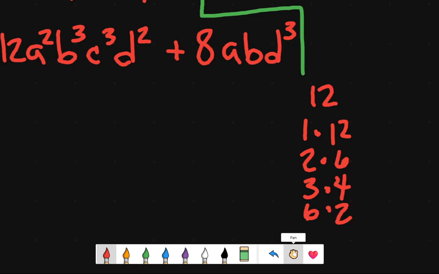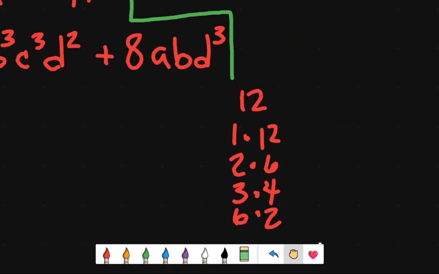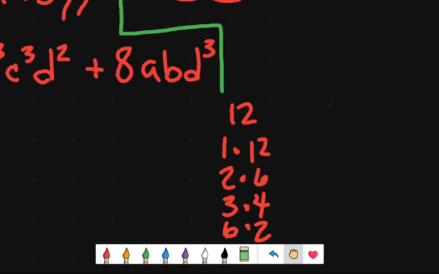All right, and then we list out the factors of 8. What are the factors of 8? Does anybody remember?